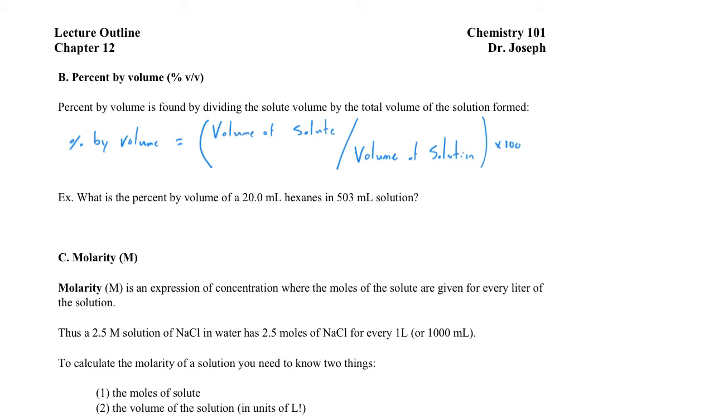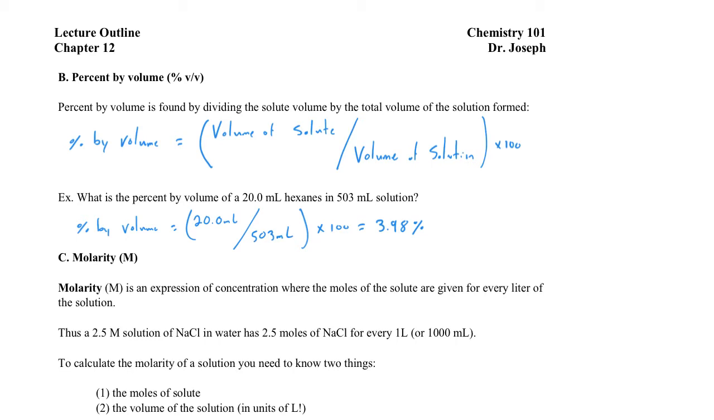So as an example, what is the percent by volume of a 20 milliliter hexane solution that is prepared, and the total volume comes out to 503 milliliters? To find the percent by volume of hexanes in the solution, we would take 20 milliliters for hexanes and divide it by the 503 milliliters. That's the total volume of the solution, and then we would multiply this result by 100 to give us the percentage, which is 3.98% by volume.